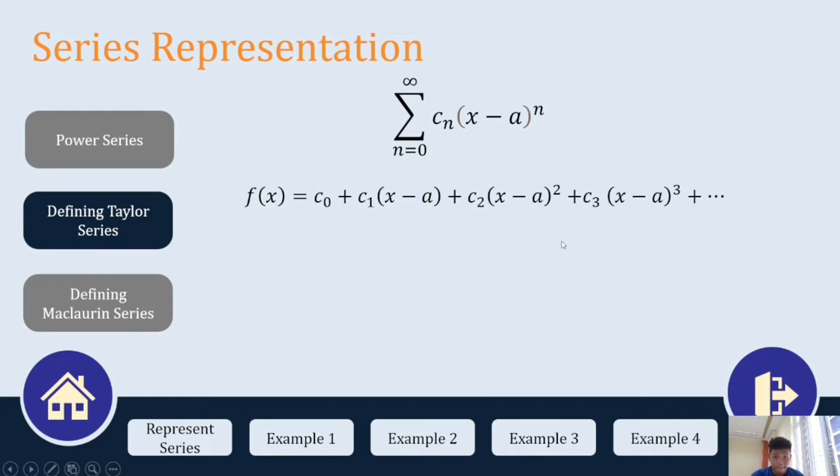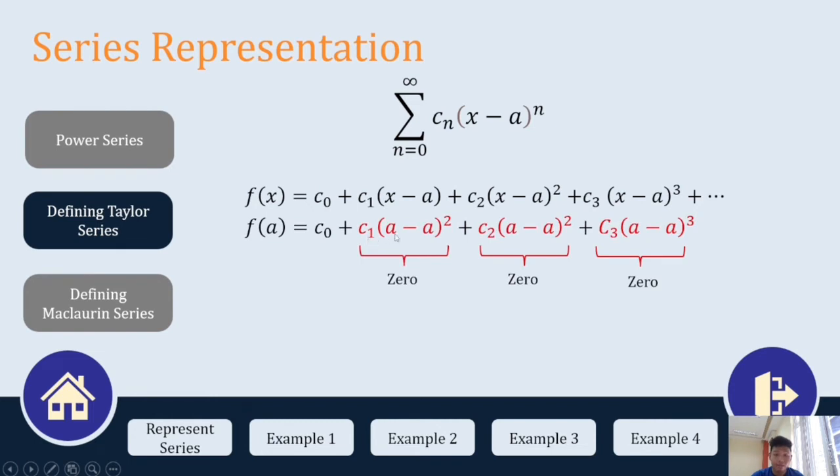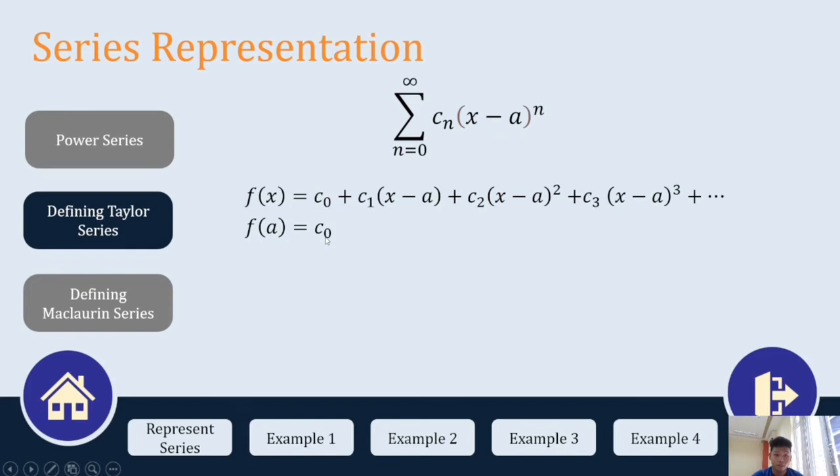So if we evaluate f at a, these binomials will become 0. Therefore, the rest of the terms will become 0. So what do we have left? We have c0, which is our first coefficient. So f of a equals c0. How do we find the next one, which is c1?